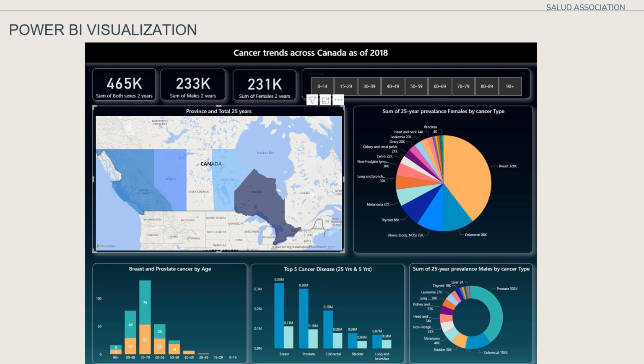And if we look into the 5 states that had the highest number of people suffering from cancer in the last 25 years, then Ontario has the highest records, followed by British Columbia, Alberta, and so on. Likewise, the top 5 cancer diseases across Canada in the last 25 years and 5 years are breast cancer, followed by prostate, colorectal, bladder, lung, and bronchus cancer.